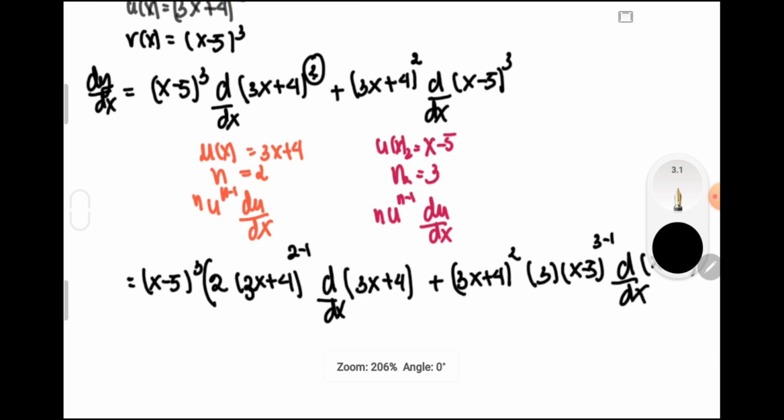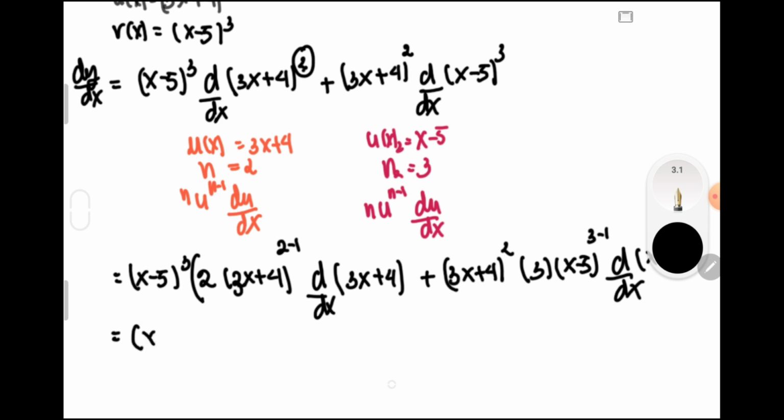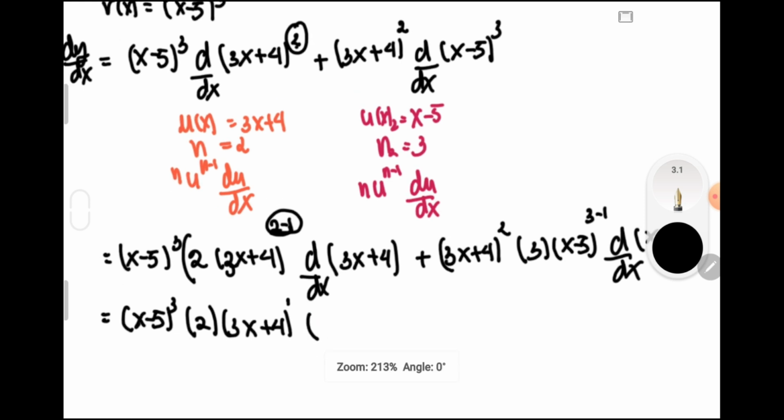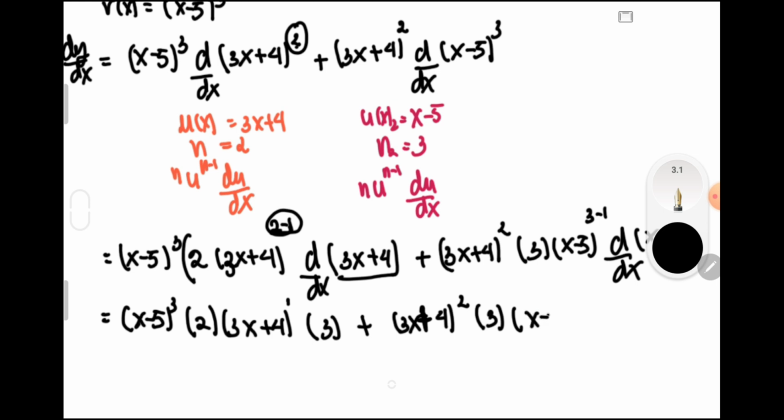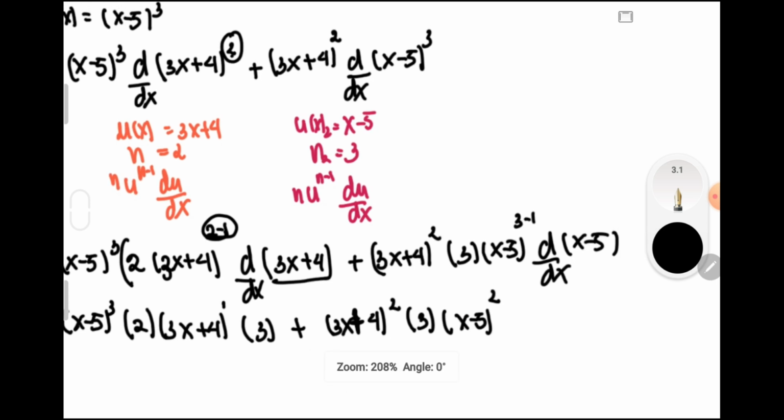So by further manipulation of the equation, we will have a value equal to (x − 5)^3 multiplied by 2 multiplied by (3x + 4)^(2−1), raised to 1, multiplied by the derivative of 3x + 4, plus (3x + 4)^2 multiplied by 3 multiplied by (x − 5)^2 multiplied by the derivative of x − 5.